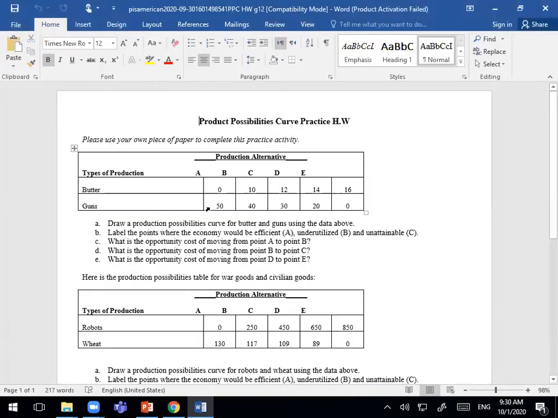Now, here we're looking at a separate sheet of paper. Of course, you're going to use your graphing paper and you're going to use this, okay? Now, the types of production here, you're producing butter and guns, okay? Very weird, but okay. So here you have butter and here you have gun. If this is not aligned properly, just move it a little bit so that it is. All right, this is point A, this is point B, C right here, okay? D and E. All right.